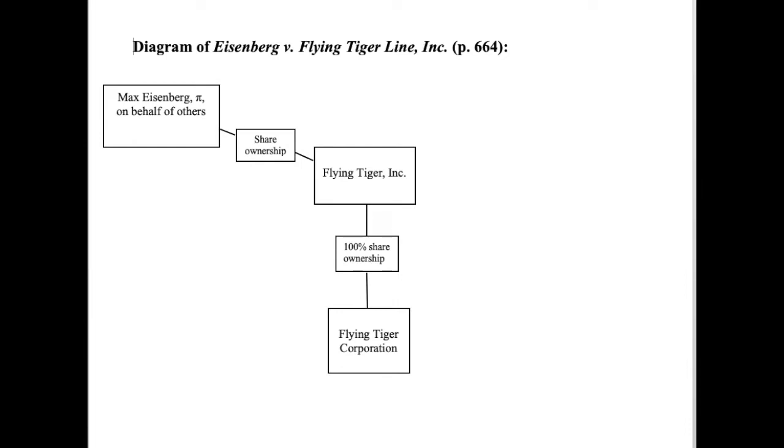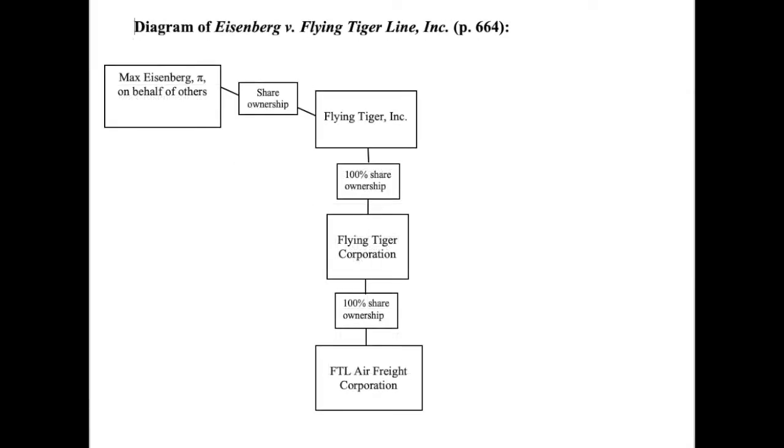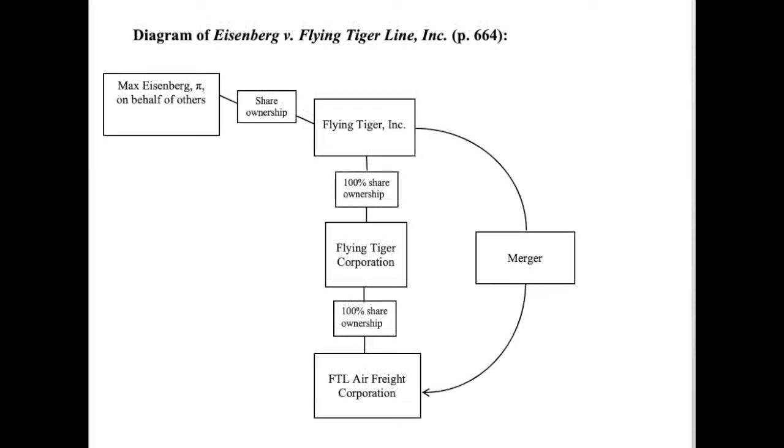So first, the operating company, Flying Tiger Incorporated, created a wholly owned subsidiary called Flying Tiger Corporation. Then that subsidiary created another subsidiary that was its wholly owned subsidiary called FTL Air Freight Corporation. Then the original operating company, Flying Tiger Incorporated, merges itself into FTL Air Freight Corporation, which is the very bottom subsidiary all the way at the bottom.